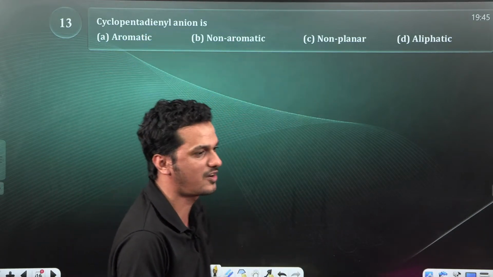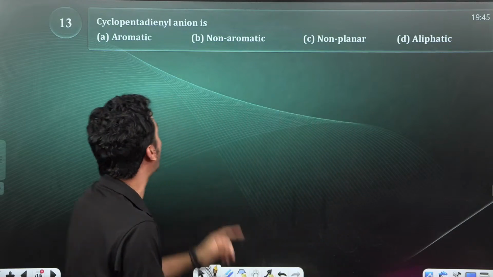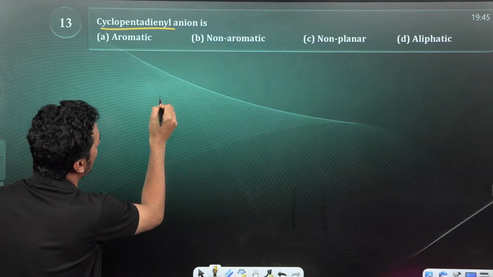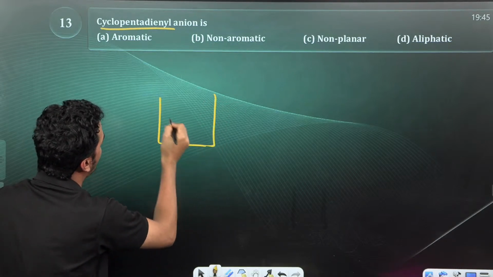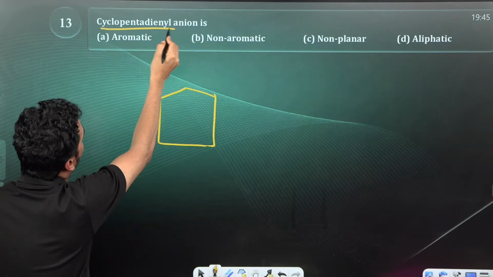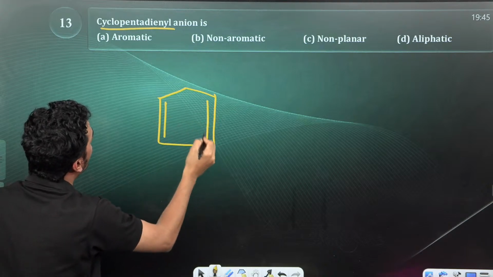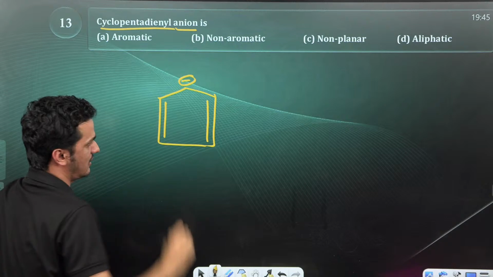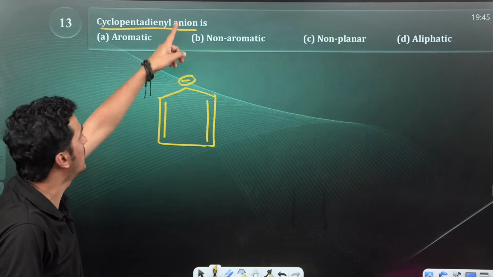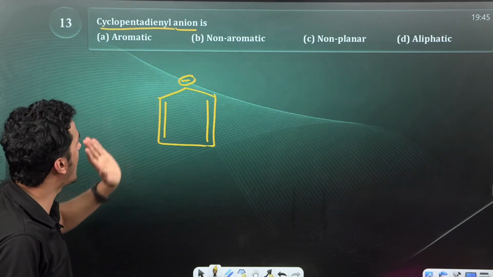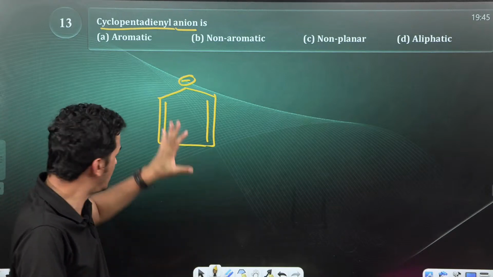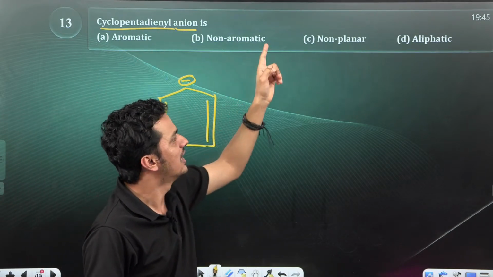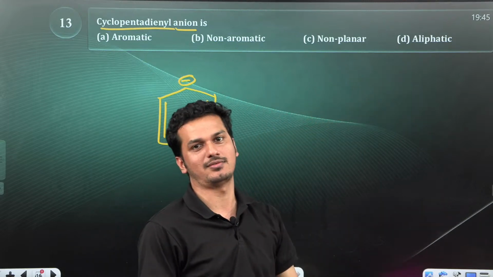The cyclopentadienyl anion is, okay. So here, cyclopentadienyl anion, what do you mean by cyclopentyl? Cyclopentyl is this one. Here cyclopentadienyl means double bonds, and they are asking about the anion. Anion means negative charge here. If it is positive, it means carbocation. They are asking about this species: is it aromatic, non-aromatic, non-planar, or aliphatic?